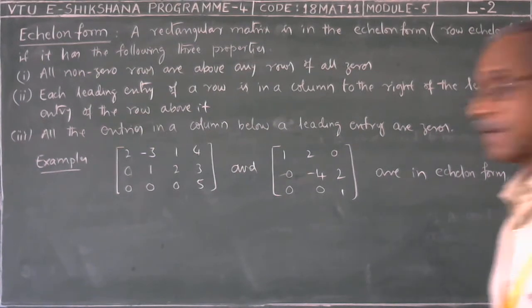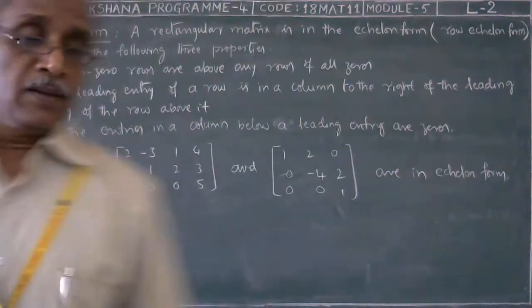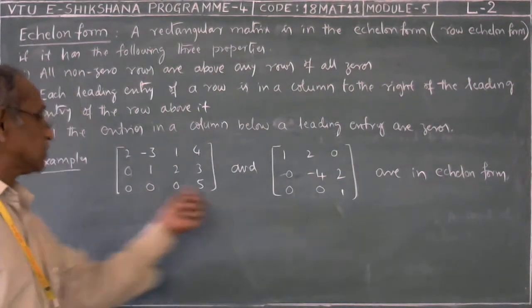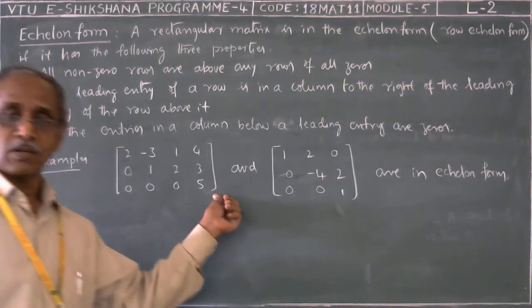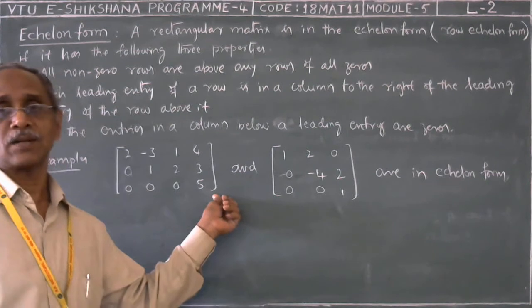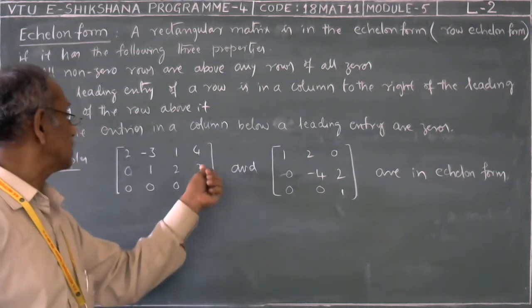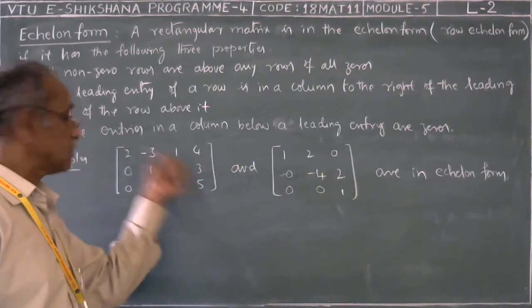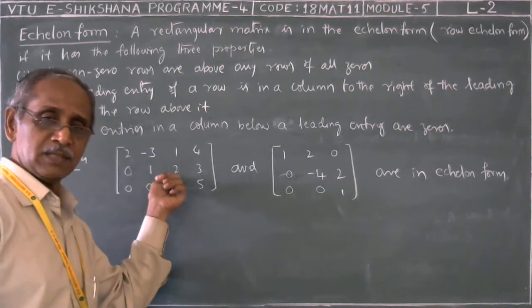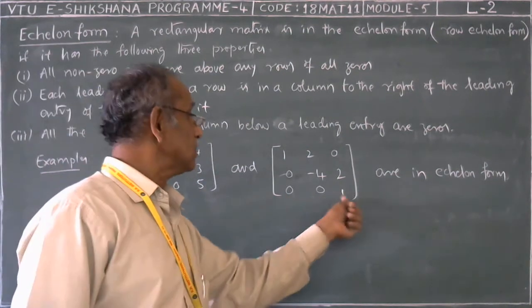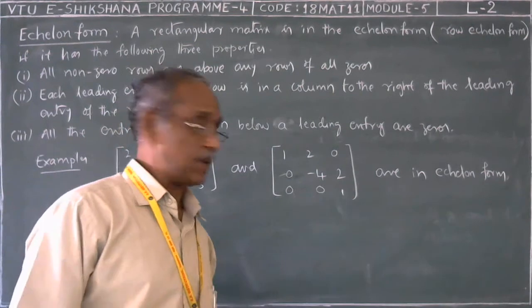After reducing it to echelon form, we count the number of non-zero rows. This is a non-zero row. If at least one entry is not equal to zero, then that row is called a non-zero row. So there are three non-zero rows here: 1, 2, 3. So the rank of that particular matrix is 3. And similarly, here also the rank is 3.